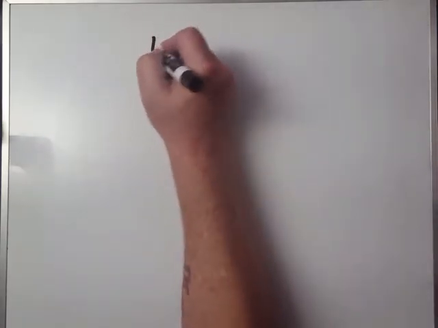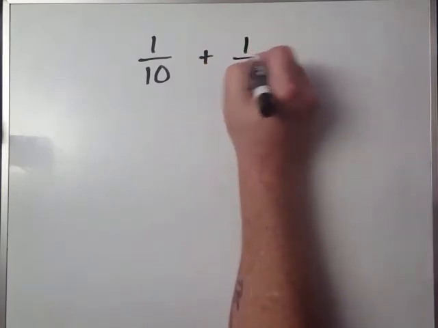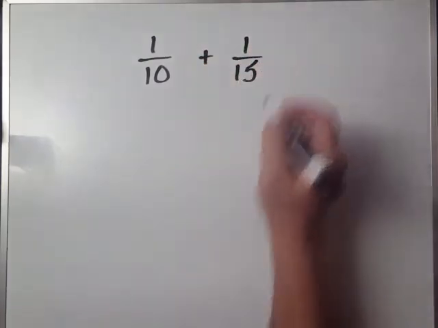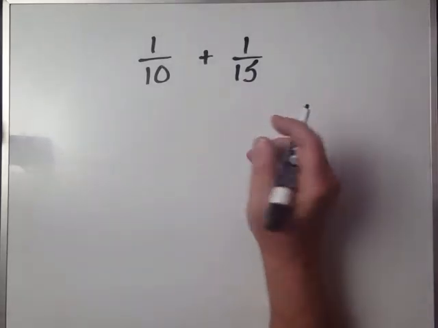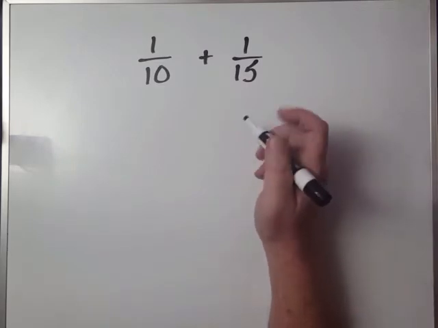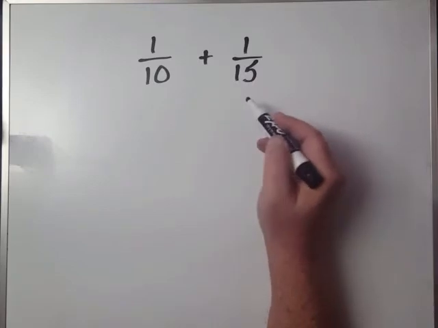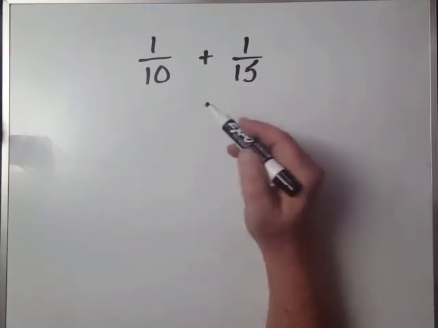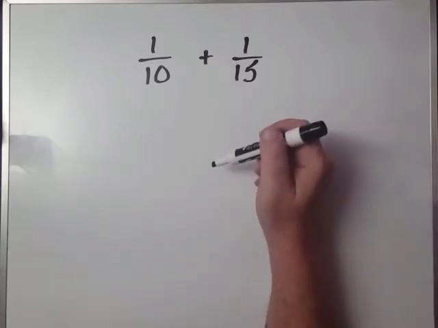Let's say I want to add 1/10 plus 1/15. In order to add fractions, I need a common denominator. I prefer using the least common denominator. The least common denominator for 10 and 15 is 30. Now question, how do I find that least common denominator algebraically? How do I determine the least common multiple of 10 and 15?